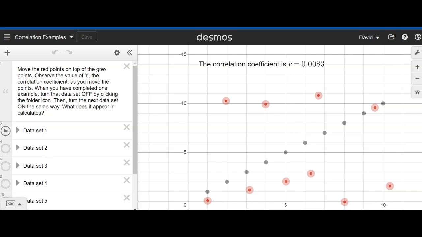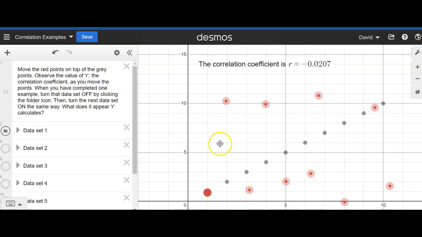Hey stats class, we're going to talk in this video about correlation, what the concept of correlation is. So what I've got here is some red dots that I can move around and some gray dots that you can see in the background. I'm going to move the red dots over the gray dots and we'll see what the value of this correlation coefficient is. So correlation measures how linear a set of points are, how well a line describes what we're seeing.